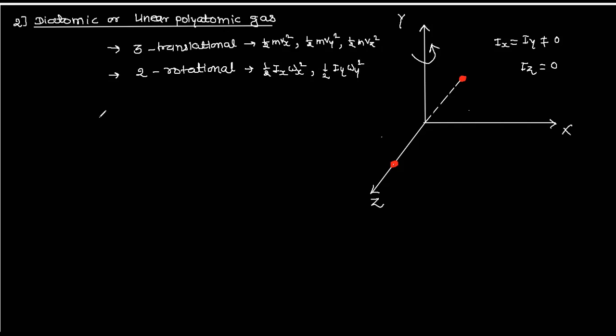And note point here, the example I am taking first of all, of this diatomic or polyatomic gas, you can take anything, for example hydrogen, nitrogen, oxygen, etc. Note point here, in case of this diatomic or linear polyatomic gas, at higher temperatures.